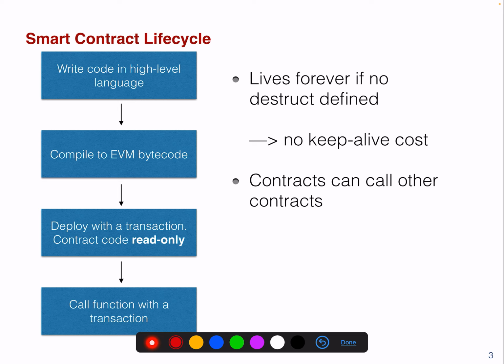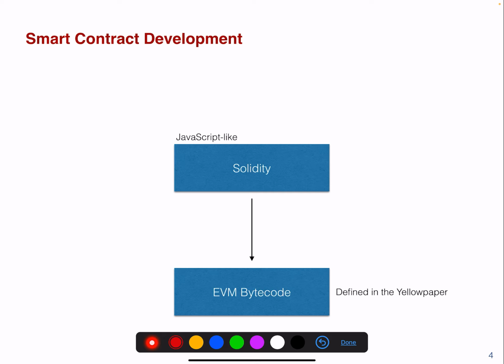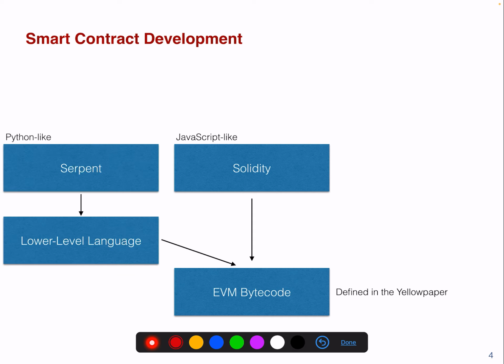Contracts can call other contracts, and contracts can issue transactions, they can send funds, etc. So they really do have quite a lot of flexibility in what they can do. Regular smart contract development really comes from Solidity, and you compile it to EVM bytecode, for which you can find more details in the yellow paper.